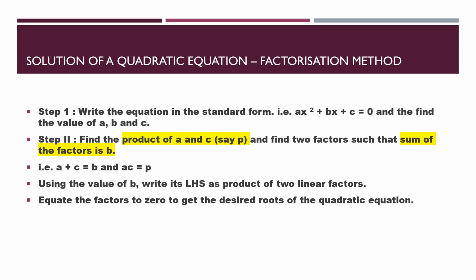First, we have to write the equation in the standard form, that is ax square plus bx plus c equal to 0, and then pick the values of a, b and c. The second step is to find the product of a and c, and then find two factors such that the sum of the factors is b. So we can say a plus c is equal to b, and a into c is equal to the product ac.